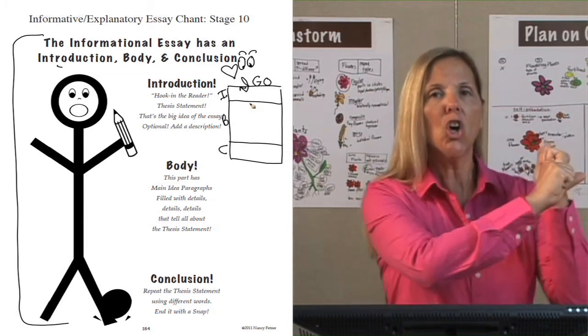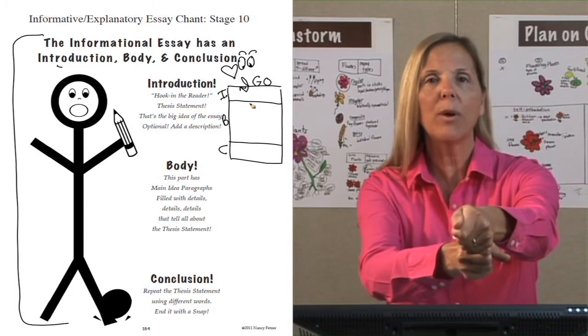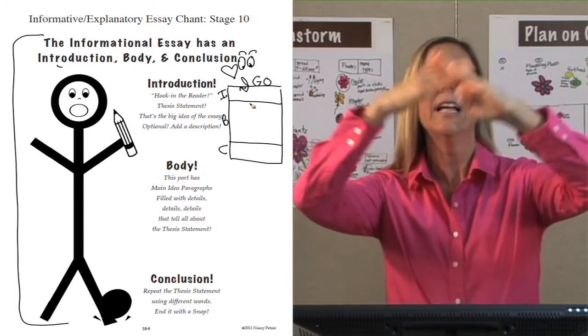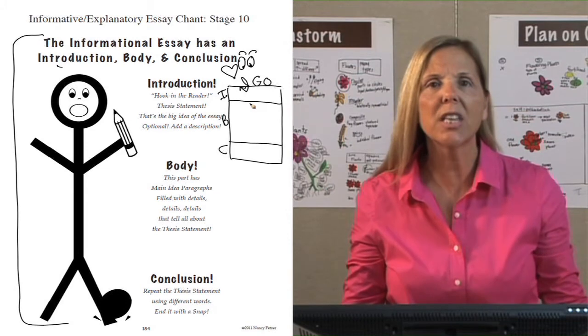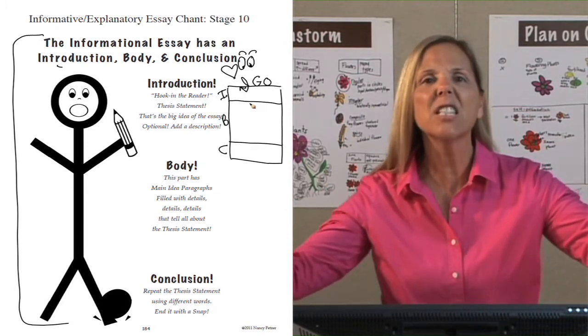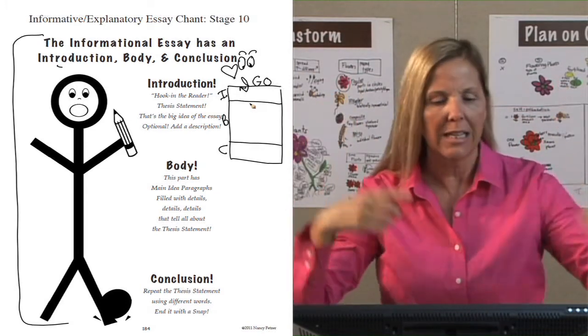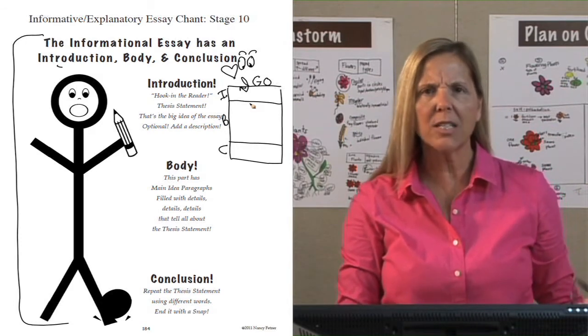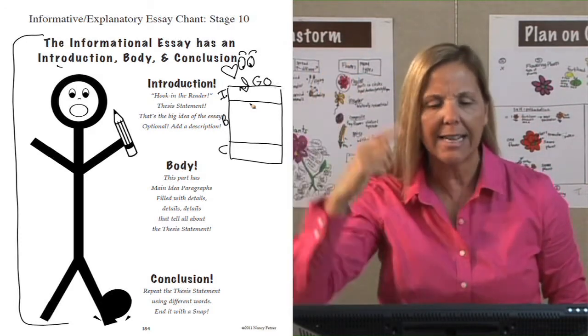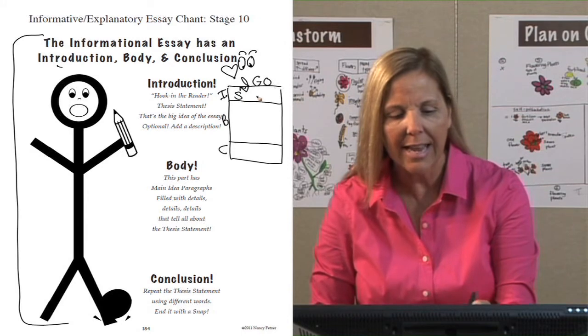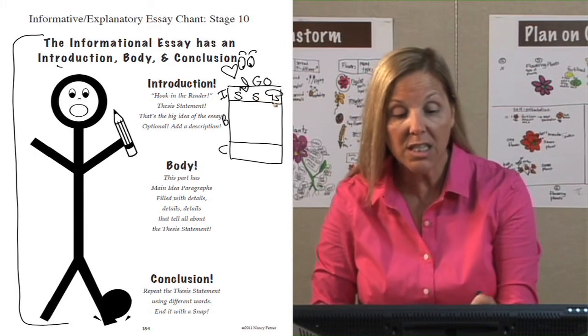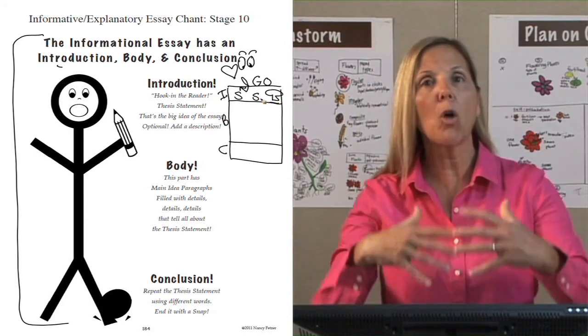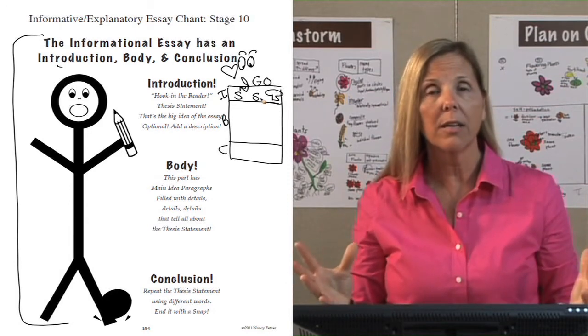After we hook in the reader, then what do we have to do? Then we have to give the thesis statement. And what's the thesis statement? It's a fancy word for the big idea. So our thesis statement is what, everybody? The big idea. And guess what? It's SS light bulb. It's the same thing. And SS light bulb is the same thing in the thesis statement.